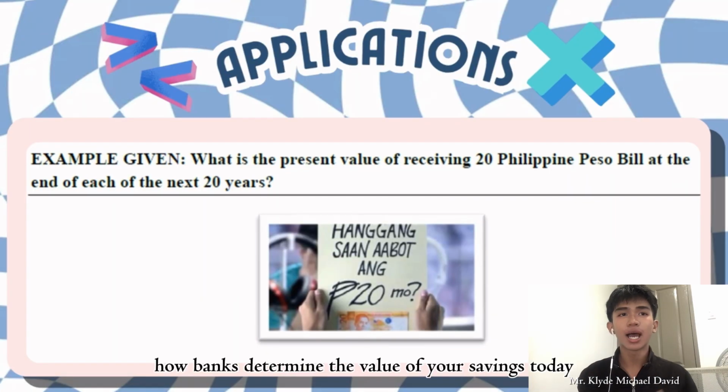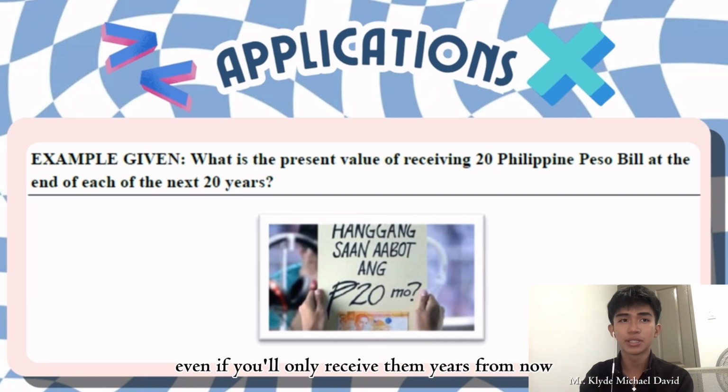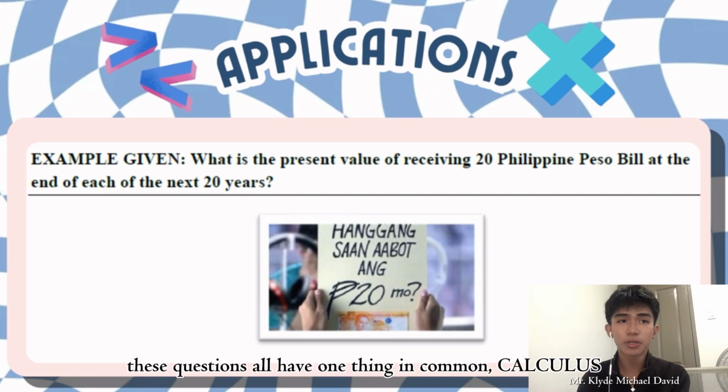Have you ever wondered how banks determine the value of your savings today, even if you'll only receive them years from now? Or how financial analysts can estimate future investments without knowing the exact exponential model? And finally, how traders predict option price changes without using complex financial software? These questions all have one thing in common: calculus.